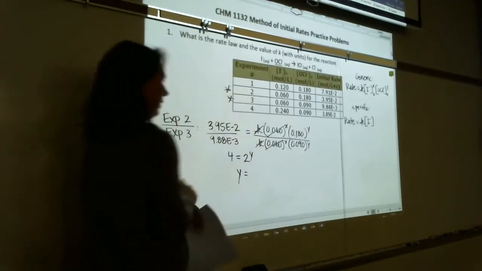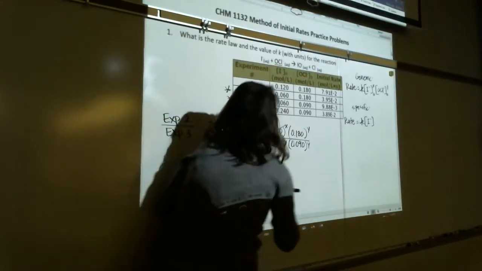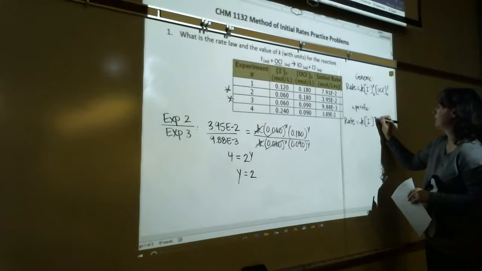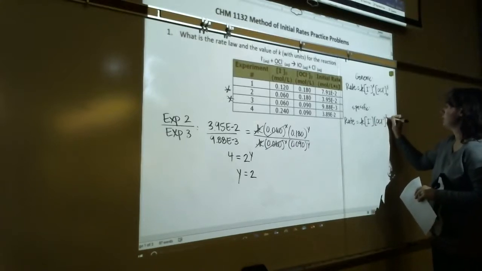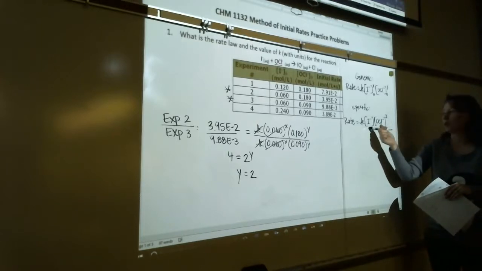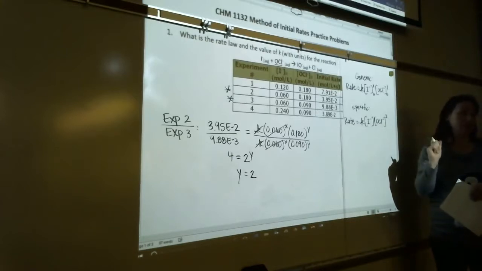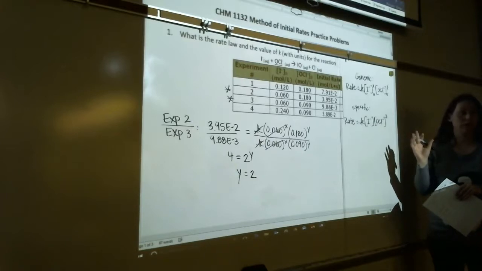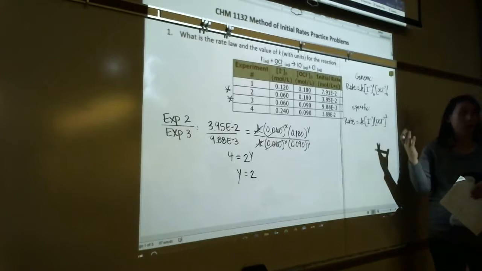So what is Y? 2, right. So rate is equal to K times iodide times hypochlorite squared. So it's second order with respect to hypochlorite. It's first order with respect to iodide. What's the overall order of the reaction? Overall, the order is 3, right? Because I add the 2 superscripts to get the overall order of the reaction.